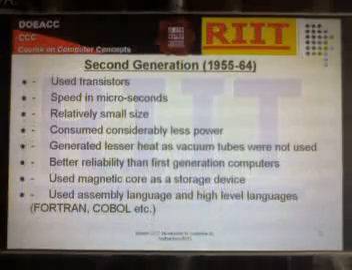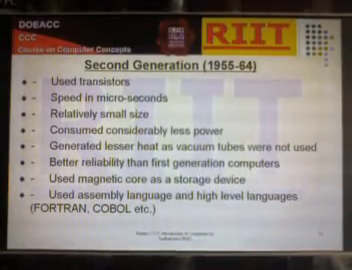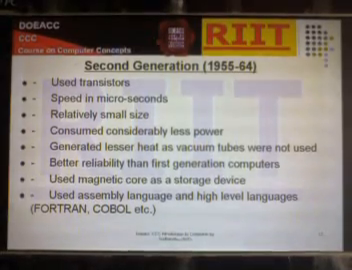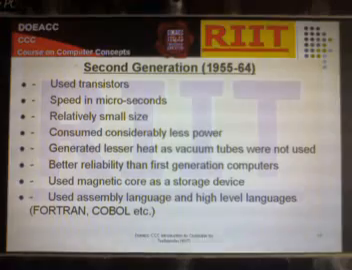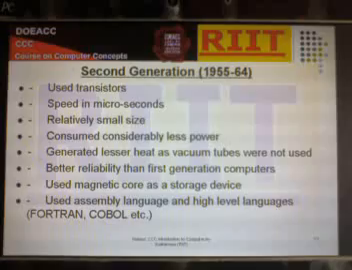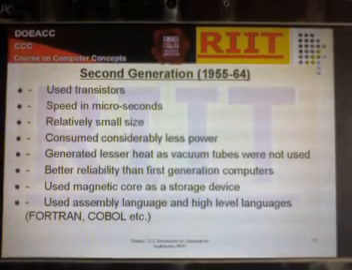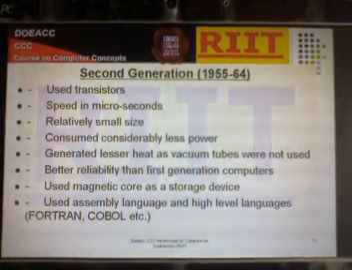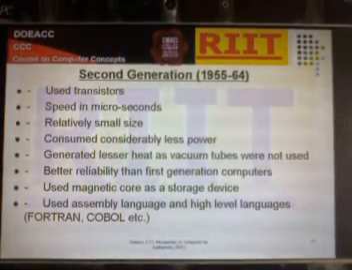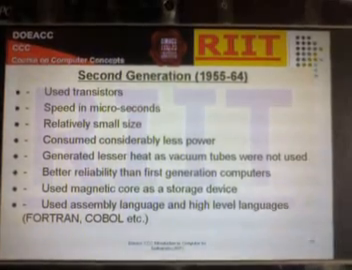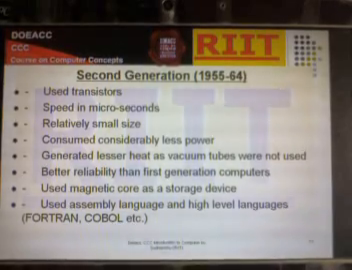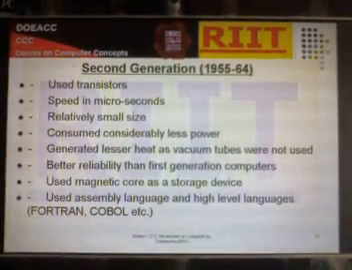Second generation, 1955 to 1964: used transistors, speed in microseconds, relatively small size, consumed considerably less power, generated less heat as vacuum tubes were not used, better reliability than the first generation computers, used magnetic core as a storage device, used assembly language and high level languages like Fortran, COBOL, etc.